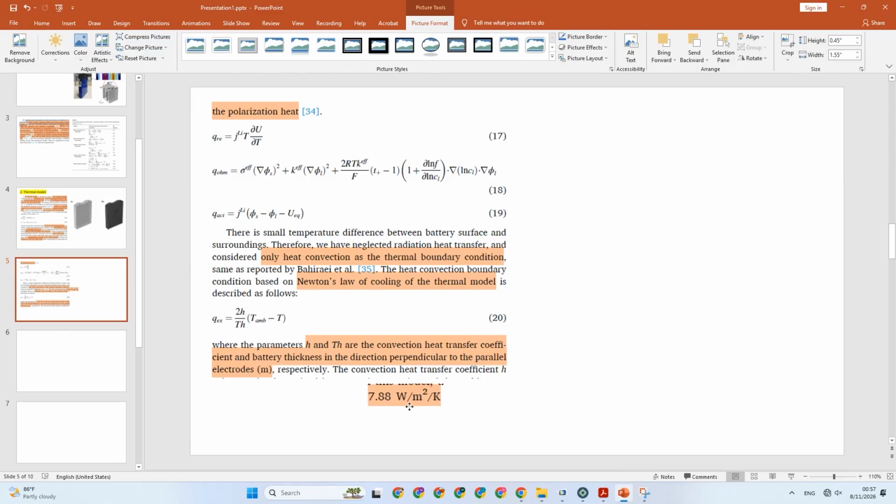I know this value is related to h, the heat convection heat transfer coefficient. Okay.